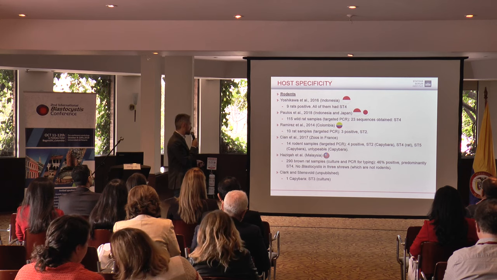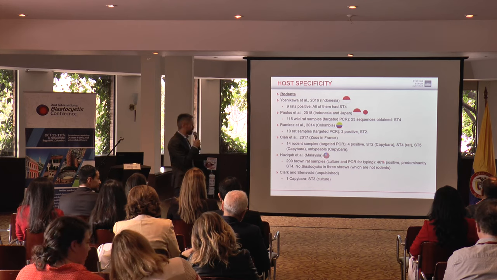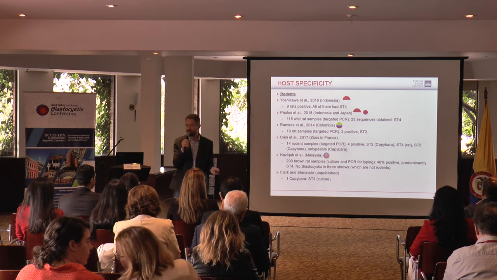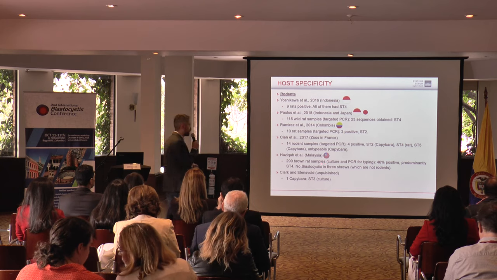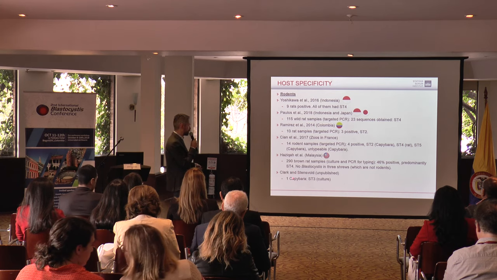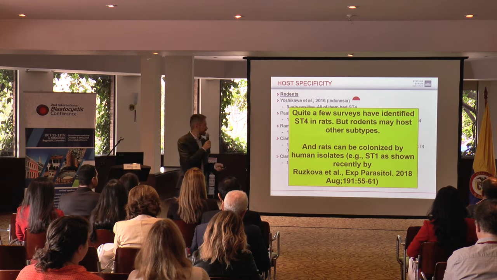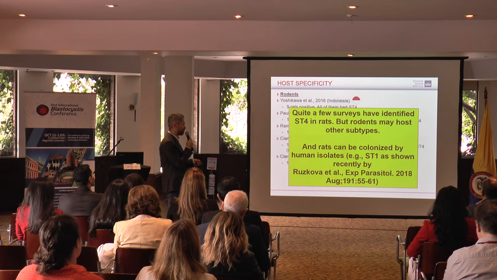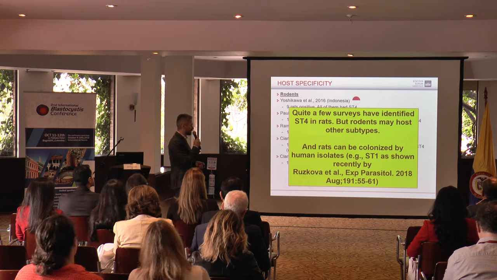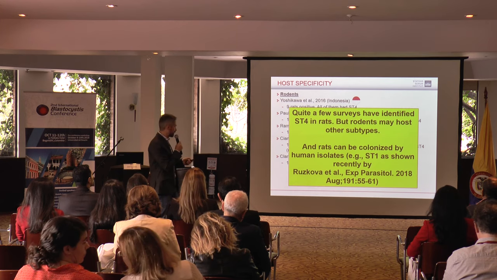And then we had this massive sampling of brown rats, 290 brown rat samples, 46% were positive, predominantly subtype 4. In this study, they also tested shrews, which are insectivores, and they had no blastocystis, but they only tested 3. And Graham Clark and myself, we tested a capybara not long ago, and it had subtype 3. So quite a few surveys have identified subtype 4 in rats, but rats may also have other subtypes. And rats can be colonized by human isolates, for instance, subtype 1, as recently shown by my colleague in the Czech Republic. I'll show you that later.